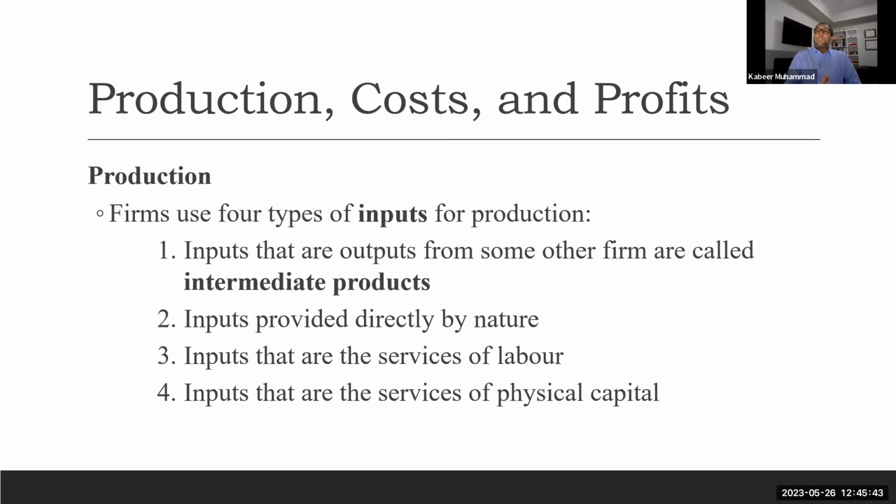So what we need: intermediate inputs, which can be raw material for production. Then we need the things which we can get from nature, like oxygen, gas, oil, coal, and wood. Then we also need land, or water, and all these things. Then the input that is the services of labor, that we hire to produce. And the fourth one is physical capital, which can be buildings, factories, tools, equipment, and all these things.